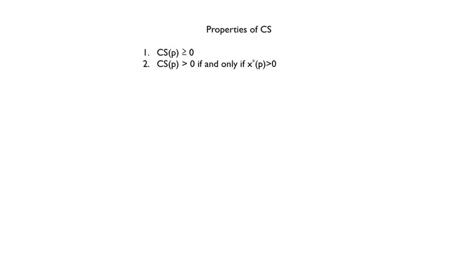Finally, let me highlight a couple of basic properties of the consumer surplus. The first one is that it is always non-negative, and the second one is that it is positive only when x star is positive. If the level demanded is 0, CS of p, the consumer surplus, is 0. Now, I want to show you how to prove or establish these results using two very different types of logic that can be applied to this.